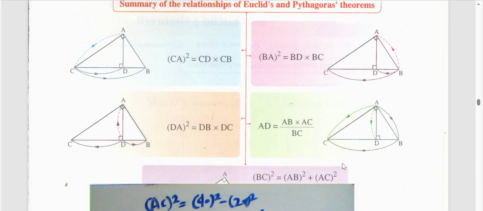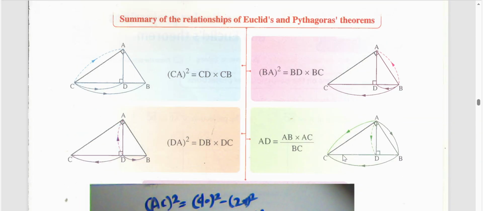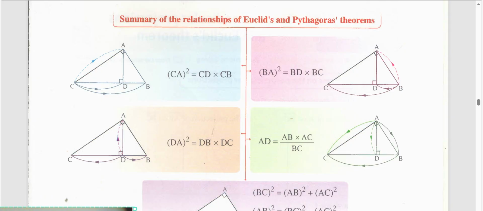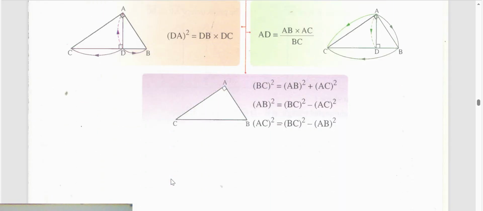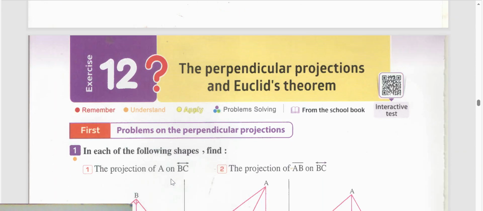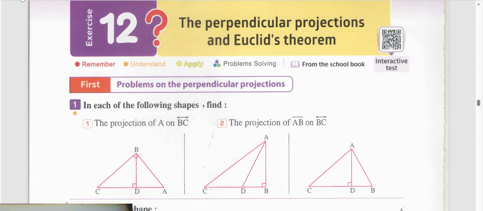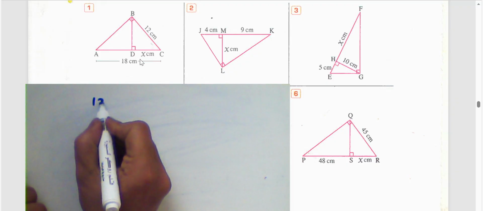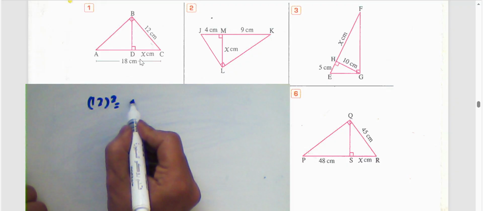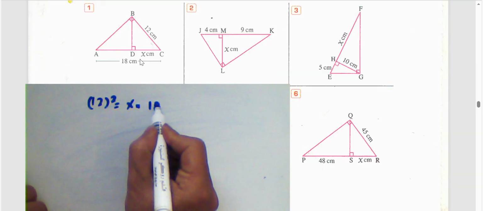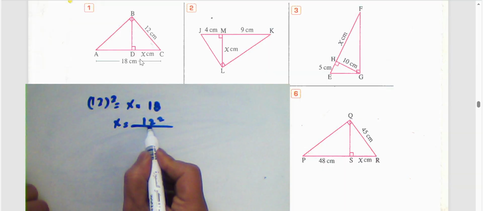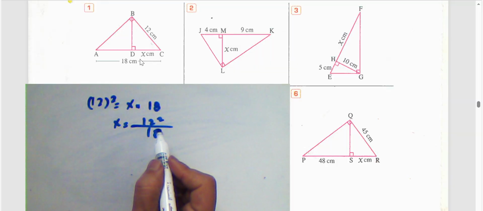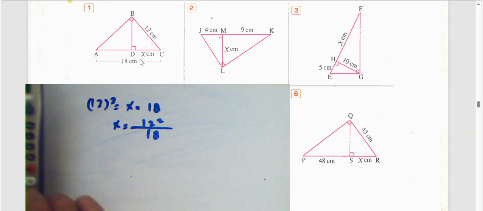Next question. You must know this rule, okay? To find the side lengths you can use Euclid's theorem and Pythagoras theorem also. In this question we can find x by writing the rule: 12 power 2, from Euclid's theorem, equals the projection x times the hypotenuse 18. Then x equals 12 power 2 over 18. By using a calculator, the result will be 8 centimeters.